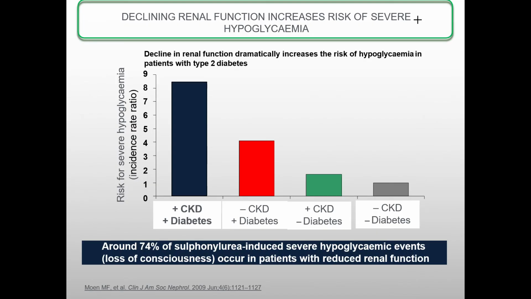Now this is another bar chart which shows that with the decline in renal function there is increased risk of hypoglycemia. As we can see here, if the patient has CKD, that is, his renal function is declining, and he also has diabetes, then with the decline in renal function there is increased risk of hypoglycemia, as we can see here.